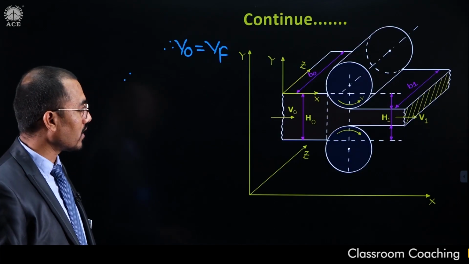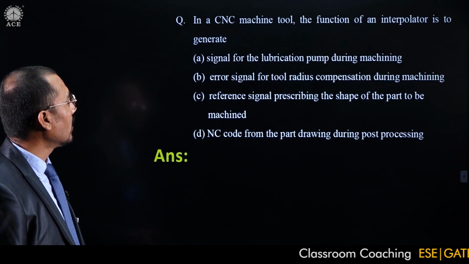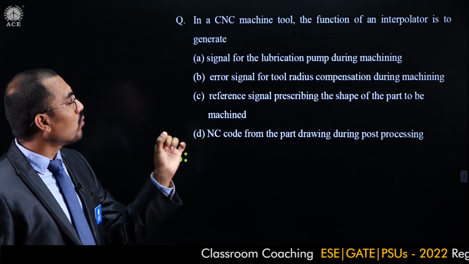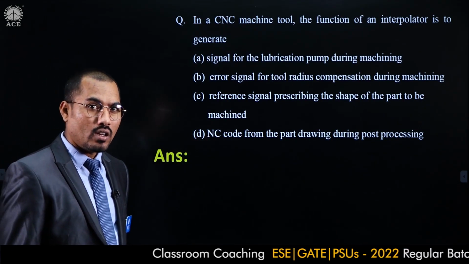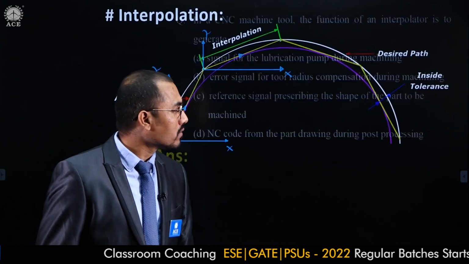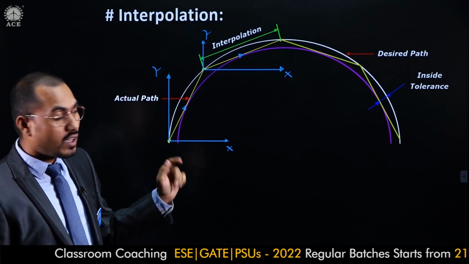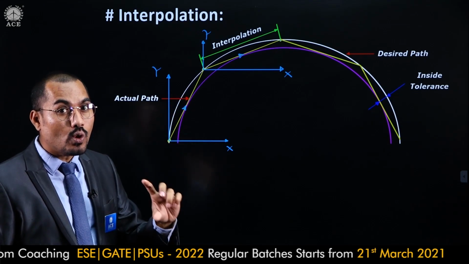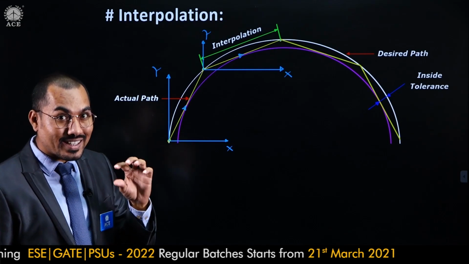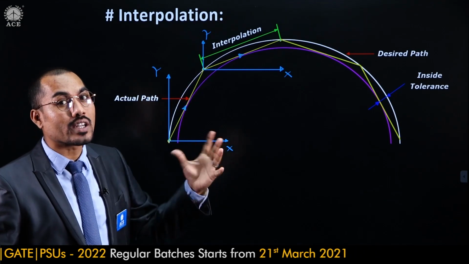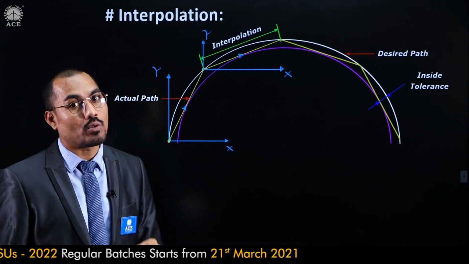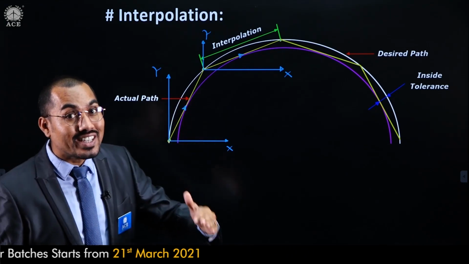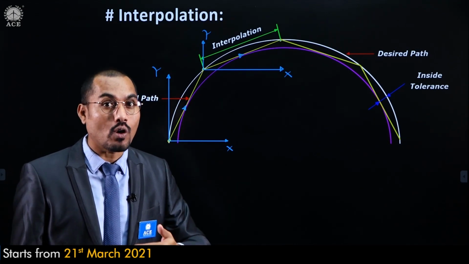Right, fine. I hope you are understanding. Volume remains constant. Now, in a CNC machine tool, the function of an interpolator is to generate... So many times we have discussed that. Interpolation is nothing but the distance between two consecutive points on a contour. It is called interpolation, and the interpolator is controlling the movement of the tool, which generates the different path, whether it is a circular path or a linear path.